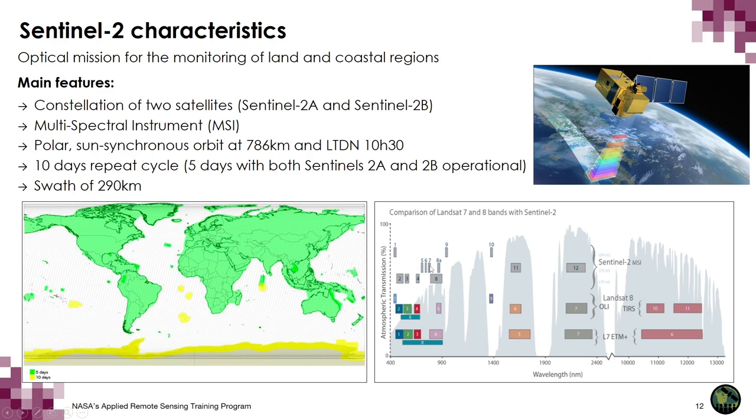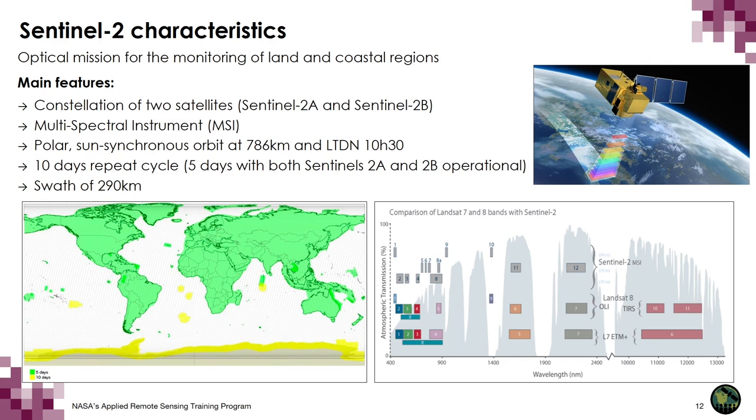We have 6 bands at 20 meter resolution: 2 bands in the shortwave infrared, 3 bands in the red edge between red and near infrared, and a narrow band in the near infrared. On top of it, we have 3 bands at 60 meters, and these bands are mainly used for the atmospheric and cirrus correction. If you compare Sentinel-2 to Landsat, the difference in bands is that Sentinel-2 operates in the red edge, but we miss the thermal bands which are present in Landsat.